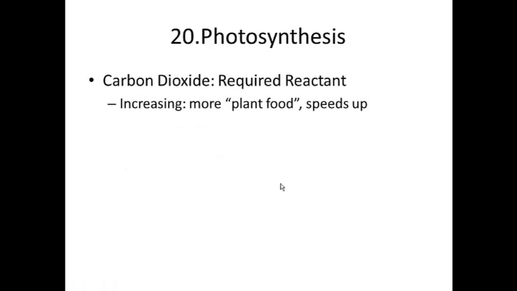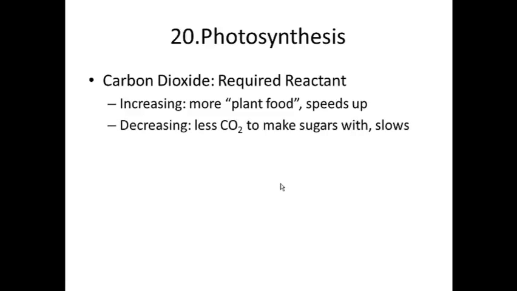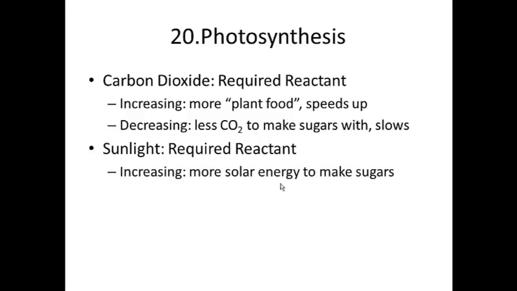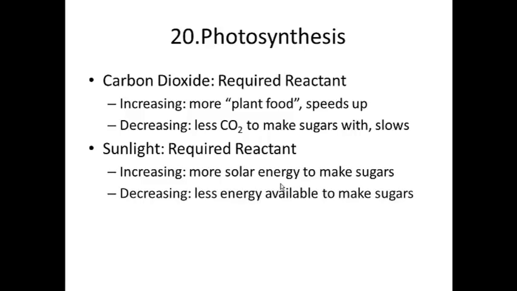Carbon dioxide is a required reactant. If you were to increase the amount of carbon dioxide available, you should speed up the rate of photosynthesis. If I decrease the amount of carbon dioxide present, there's less CO2 to make sugars with, so the reaction would slow. Sunlight is also a required reactant. So more sunlight would give me more solar energy to make sugars. Less sunlight would be less energy available to make sugars.